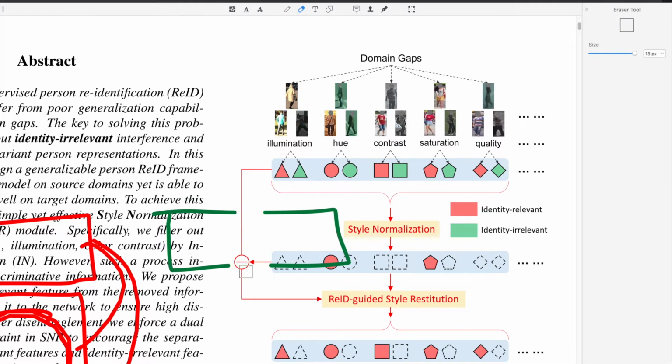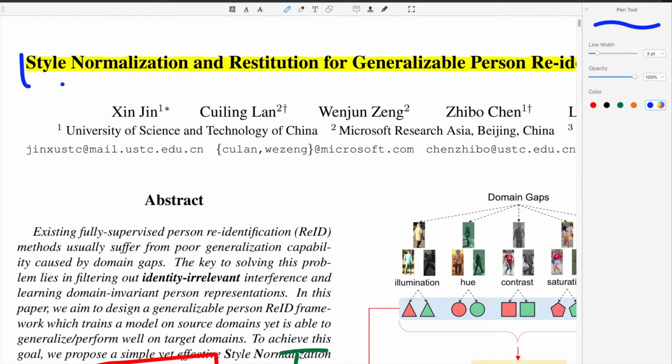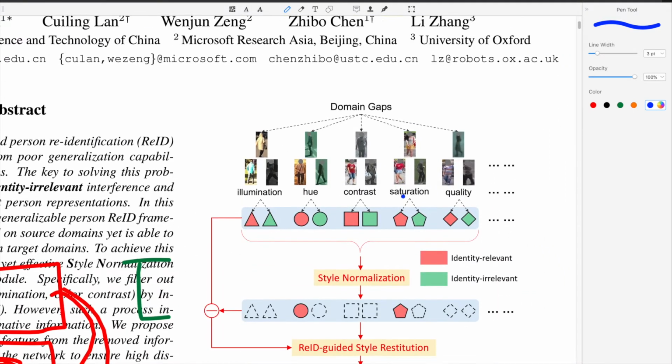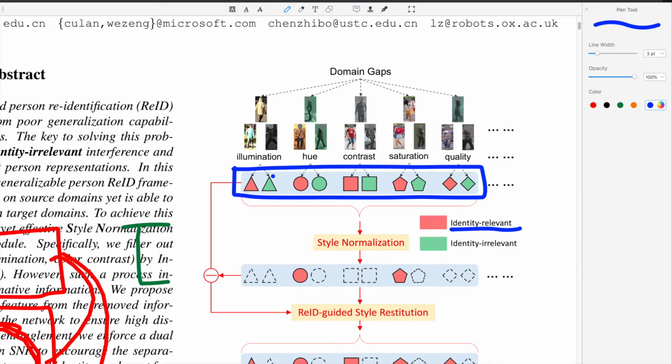That is exactly what this paper is trying to achieve. To achieve this, the paper suggests a module called Style Normalization and Restitution, or SNR. What SNR does, basically, is you have this input feature and you want to remove the style information from it.